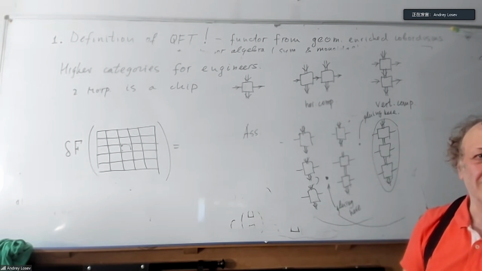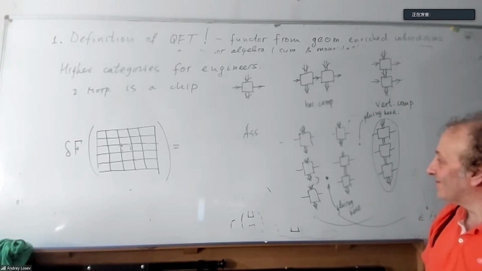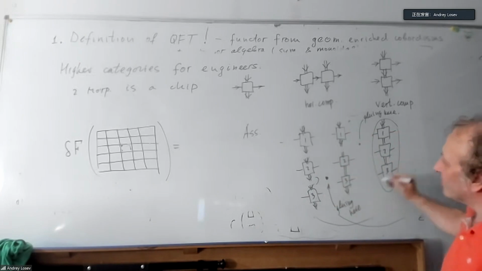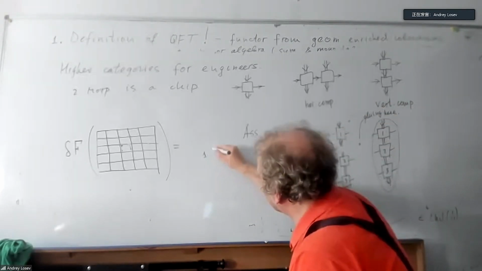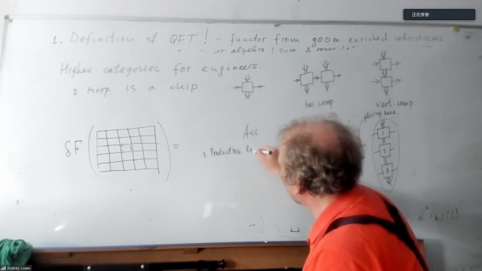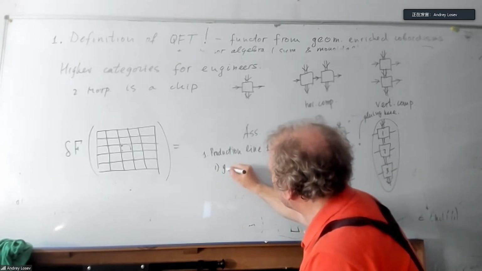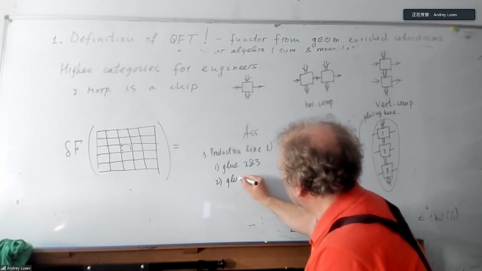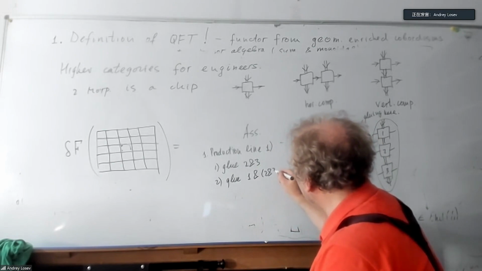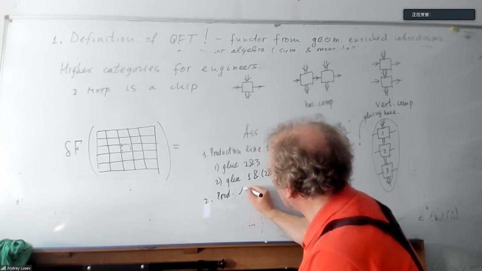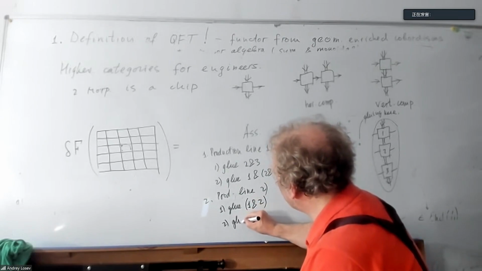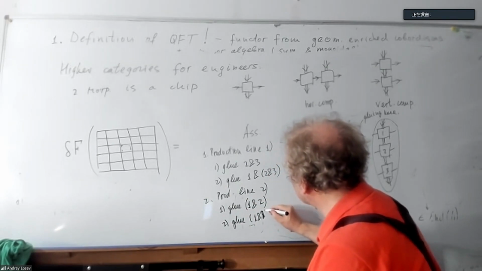So Chinese people know about electronic manufacturing. So let me call it 1, 2, 3. So associativity means that you have production line 1. First, glue 2 and 3, and then glue 1 with the result. Production line 2. First, you glue 1 and 2, and then you glue 1 and 2 with 3.